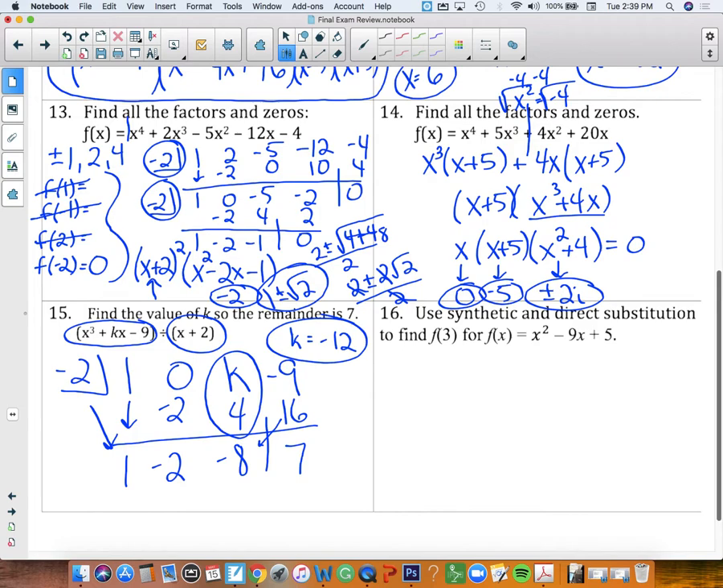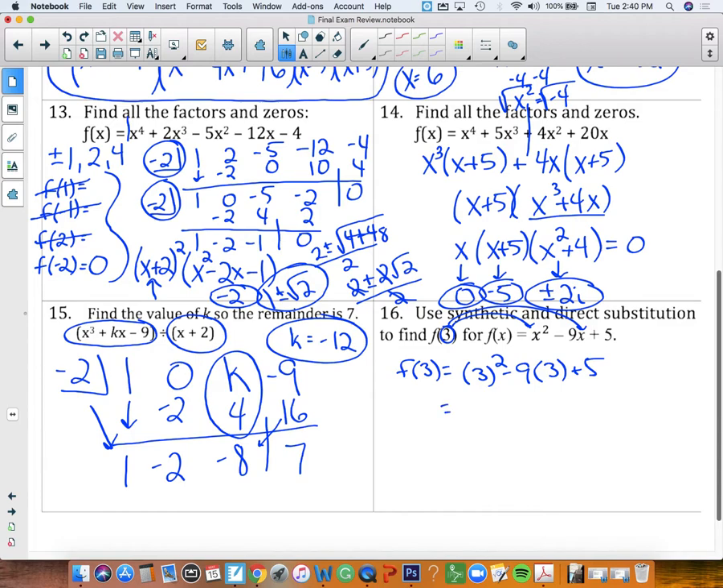All right, so 16, use synthetic and direct substitution to find f of 3. So f of 3, that just means we're going to plug in 3 for all the x's that you see. Okay, so that would look like this. f of 3 equals 3 squared minus 9 times 3 plus 5.